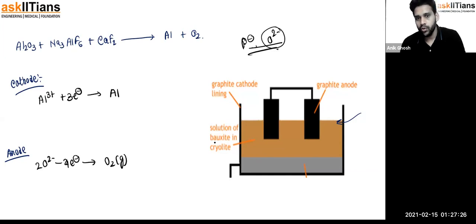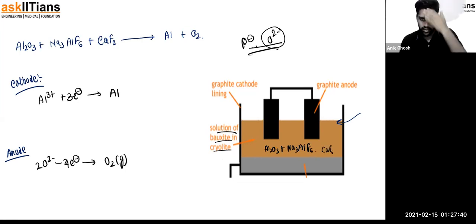So this is the solution of bauxite in cryolite. This is the solution of Al2O3 in Na3AlF6. This is cryolite, and that is fluorspar, CaF2. So you would get this, right?